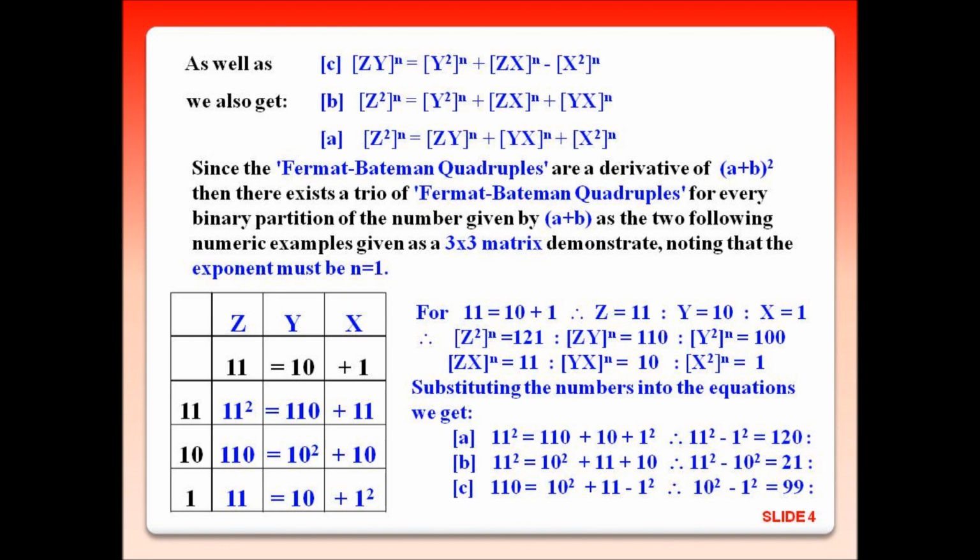For 11 equals 10 plus 1, therefore z equals 11, y equals 10, x equals 1. Therefore z squared to the power n is equal to 121, zy to the power n is equal to 110, y squared to the power n equals 100, zx to the power n equals 11, yx to the power n equals 10, x squared to the power n equals 1. Substituting the numbers into the equations, we get the numeric Fermat-Bateman quadruples as shown.